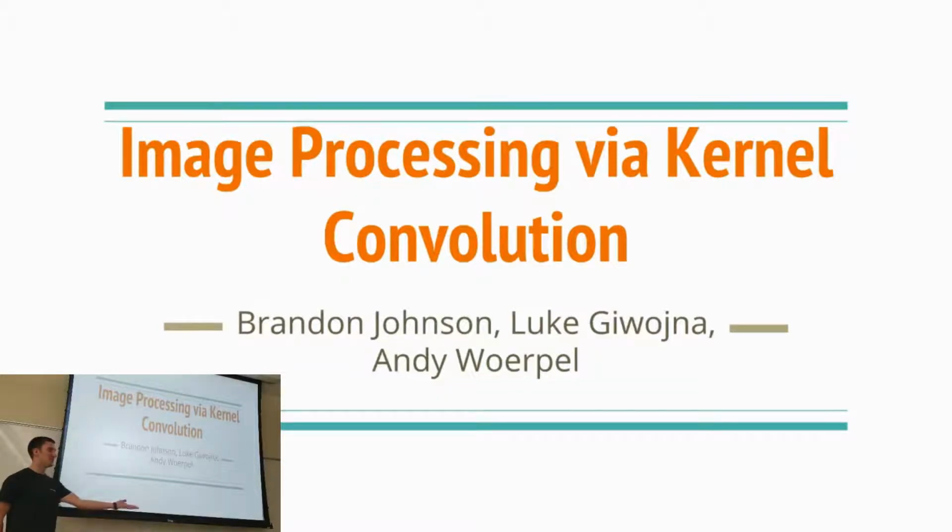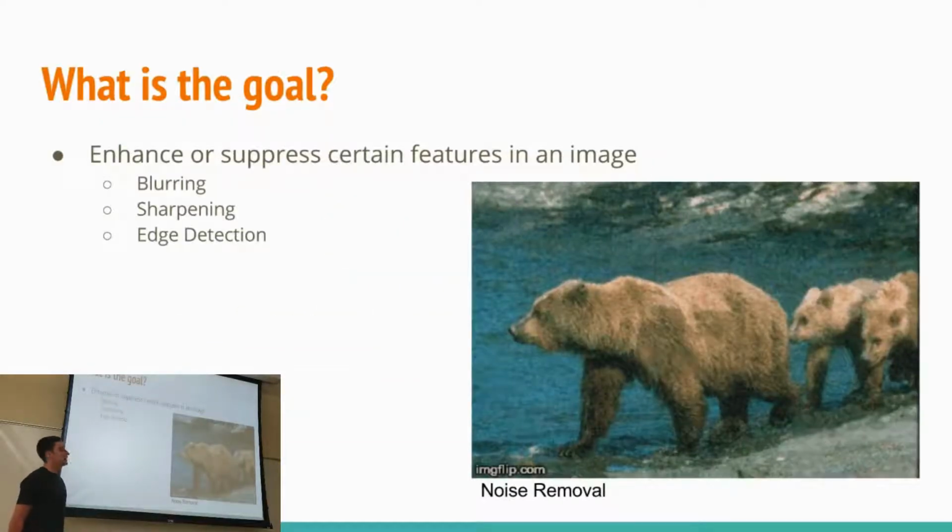This is Luke and Brandon, and our final project for EE23 or 3210 was to take a look at image processing via kernel convolution. So basically, what is the goal of kernel convolution and image processing in general? It's to either suppress or enhance certain features that you see in a certain digital image. So this could be anything from blurring, sharpening, and edge detection, each of which we'll talk about specifically.